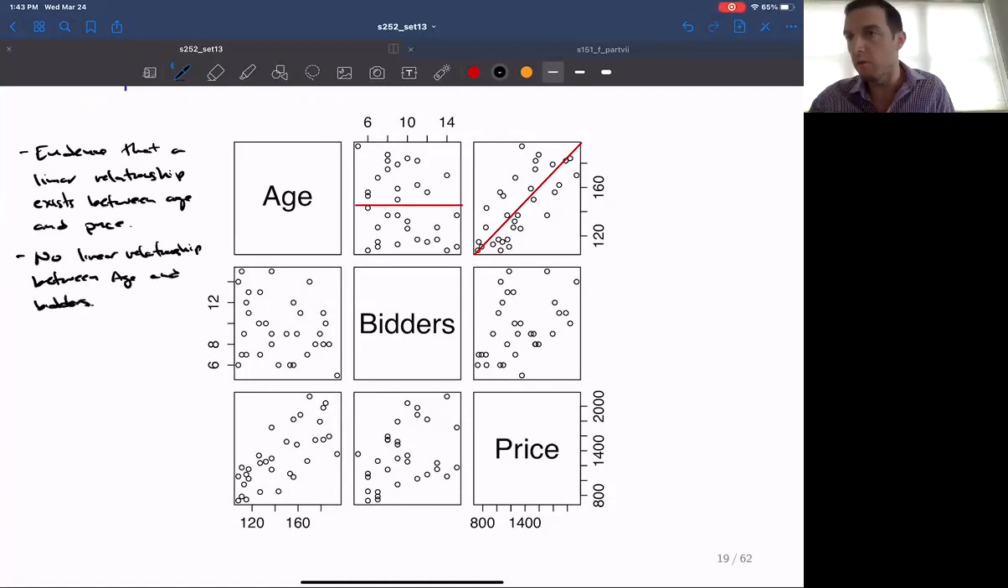So from what we would expect to see once we start to analyze the models is probably that bidders doesn't need to be included in the model, but price actually will form a linear relationship with age. And it might be the case that we can actually build a model where we only really need price in the actual modeling. Well, we only need to account for price in our linear model.